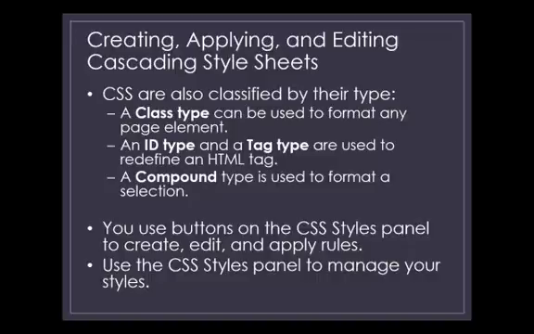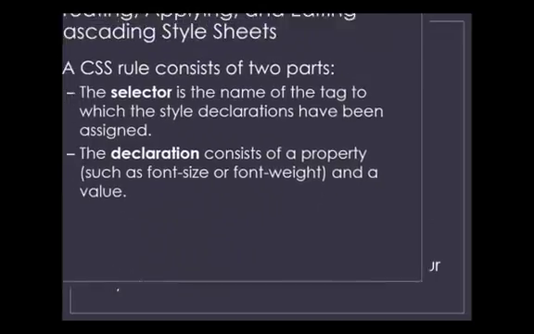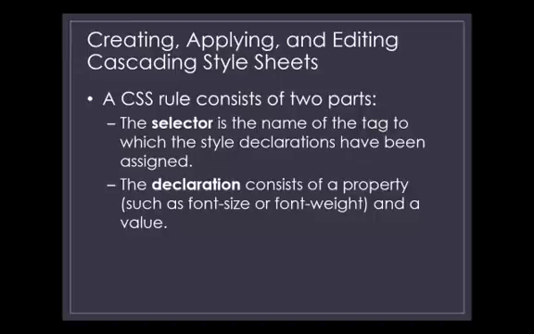CSS is also classified by its type. A class type can be used to format any page element, and the ID type and tag type are used to redefine an HTML tag. A compound type is used to format a selection. In this chapter, we're going to use the class type and the tag type, and they're both going to be stored in an external style sheet file.